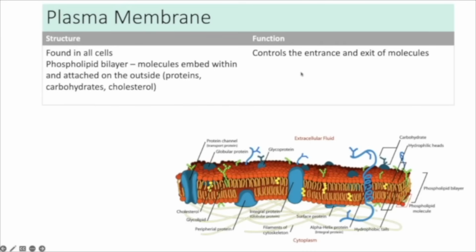The plasma membrane is found in all cells, and this would form the cell surface membrane. It's made up of this phospholipid bilayer, and within that bilayer you have other molecules embedded, such as channel proteins, carrier proteins, proteins on the outside which might act as receptors, glycoproteins which might act as receptors. You have cholesterol which affects the fluidity and therefore the permeability of the membrane as well. And all of these structures together help to control what can enter and exit the cell. Or it could be the organelle, because you do have these membranes on the outside of some organelles as well.